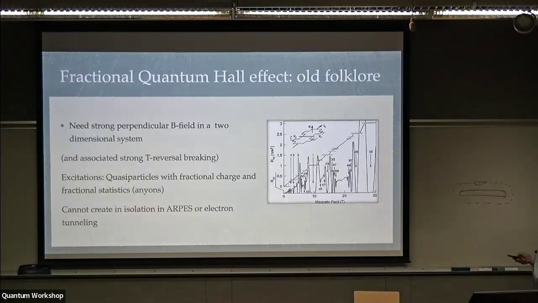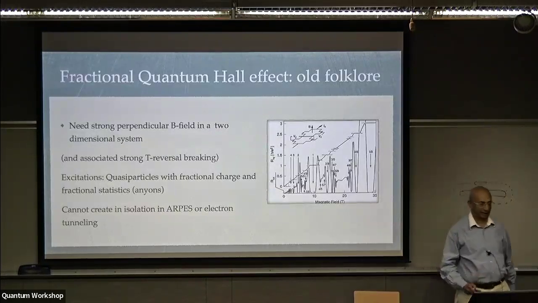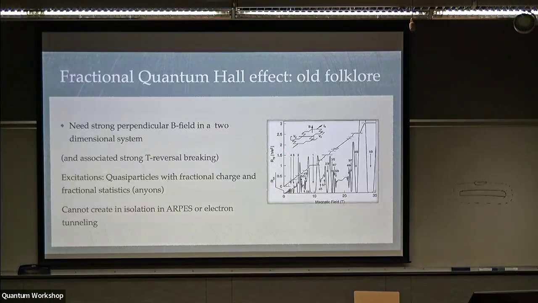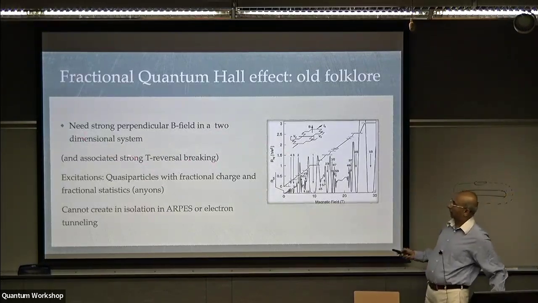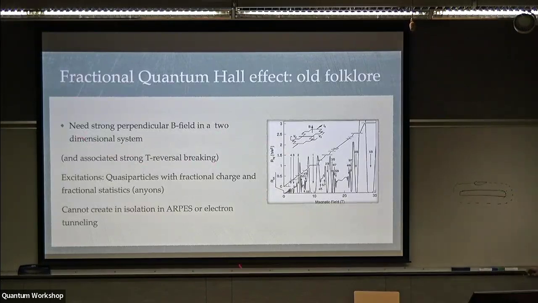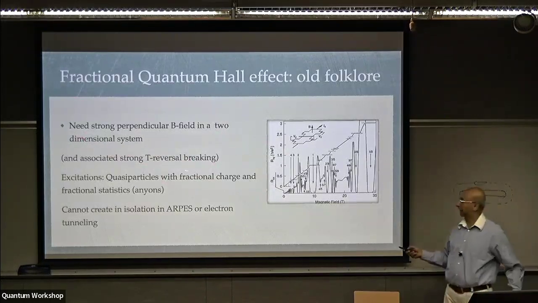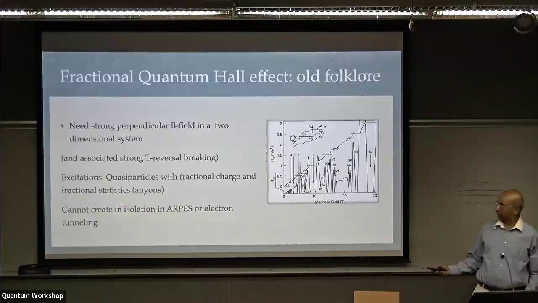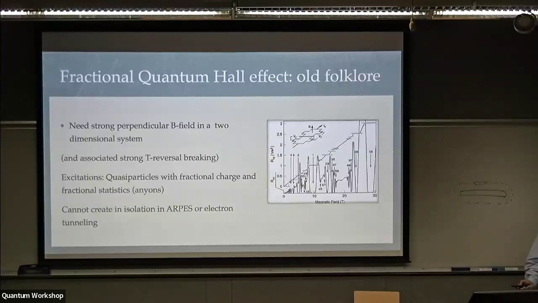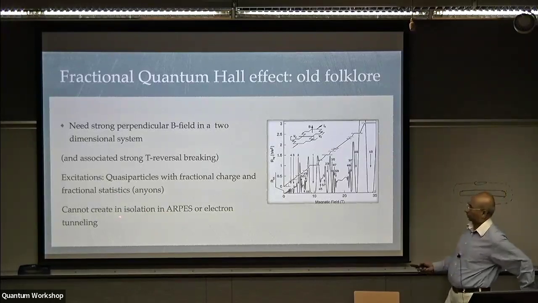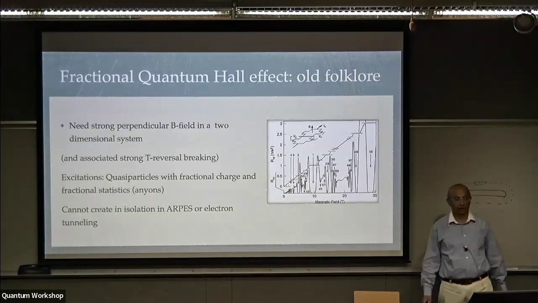Now, let's also review the folklore on the quantum Hall effect, the fractional quantum Hall effect. The standard story, of course, is that you need a strong field in a two-dimensional system. And of course, the strong field breaks time reversal. The excitations are quasiparticles with fractional charge and fractional statistics. So there are anyons. And we know that we cannot create a single anyon in isolation.